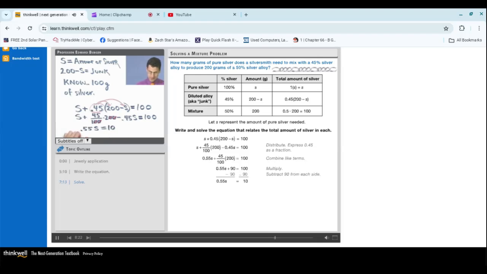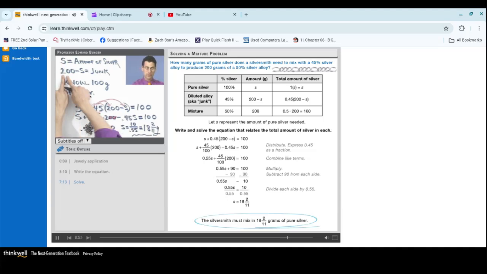And so what do I see? I can just divide both sides by 0.55. And I would see that S equals 10 over 0.55. Work that out. Let's divide that. We'll see 18 and 2/11. So the question is, how much silver should we add into this thing to make this dog collar? Well, it turns out that the answer is 18 and 2/11 grams of pure silver. And therefore, the rest has to be junk. So I put it all together, I get exactly 50%.